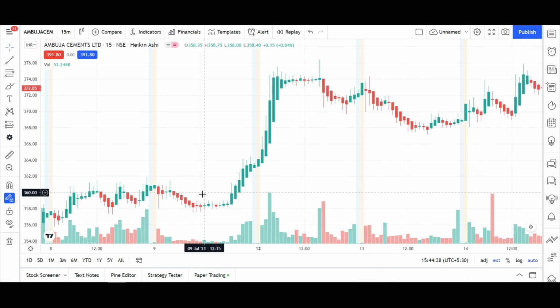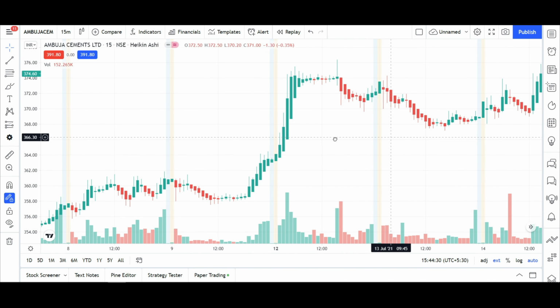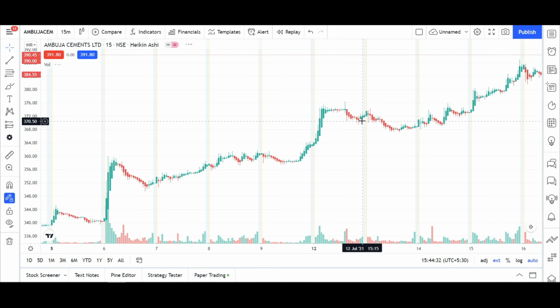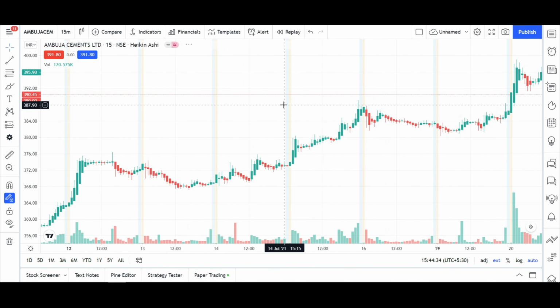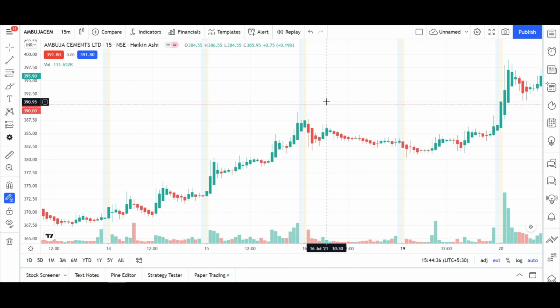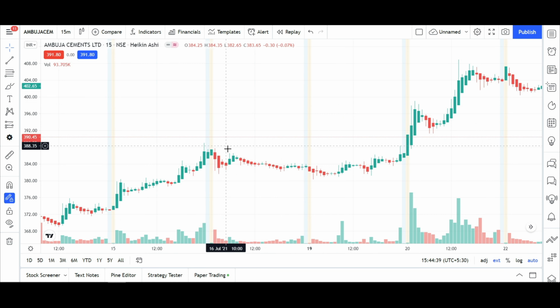So this was it on how to trade using only the Heikin-Ashi candle. I'll make more videos with indicators, on which indicators work best with the Heikin-Ashi and all of that.